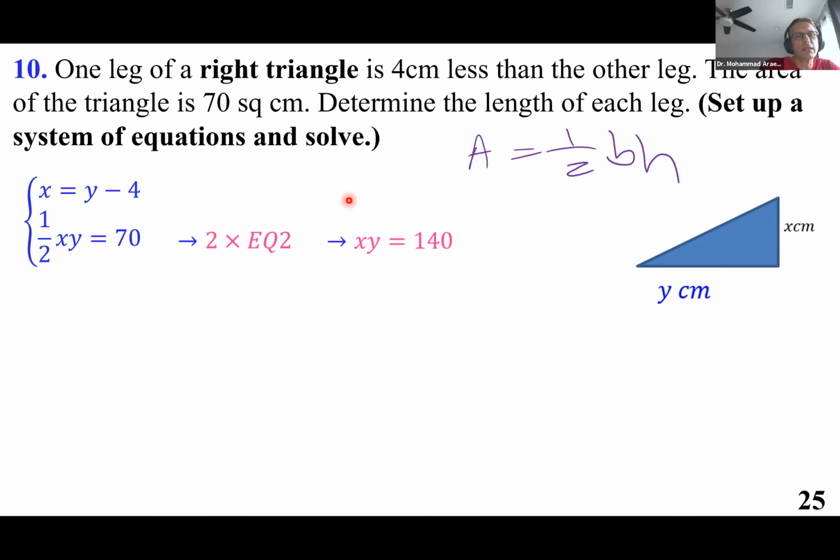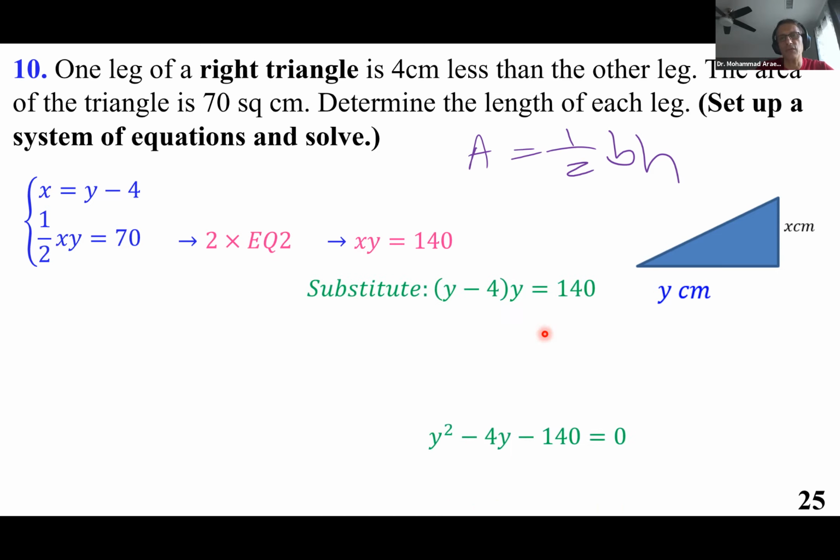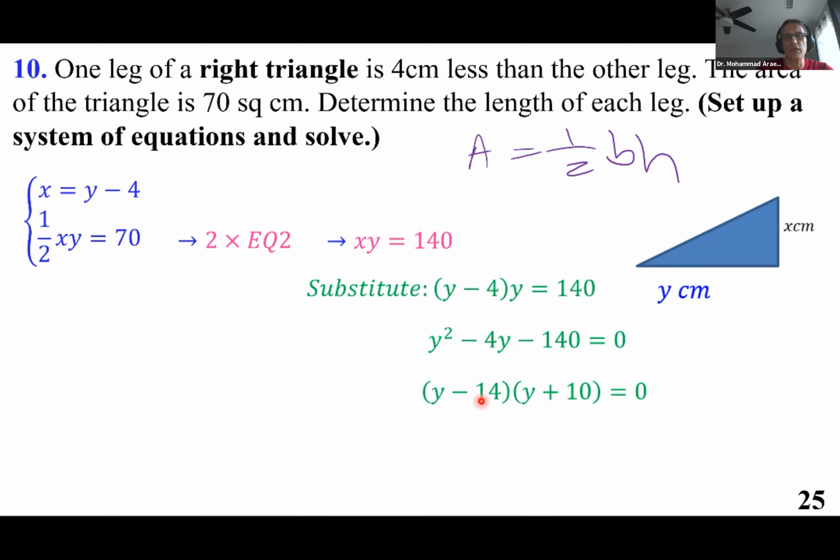And replace the x with y minus 4. If you distribute, you get y squared minus 4y. Move the 140, it becomes negative 140. Now you want two numbers. The product is negative 140. The sum is negative 4. y is either 14 or negative 10. Sides can't be negative, so negative 10 is out. If y is 14, x must be 4 less. That means 14 minus 4, or 10. Write the units. Notice their product divided by 2 is also 70, which works.